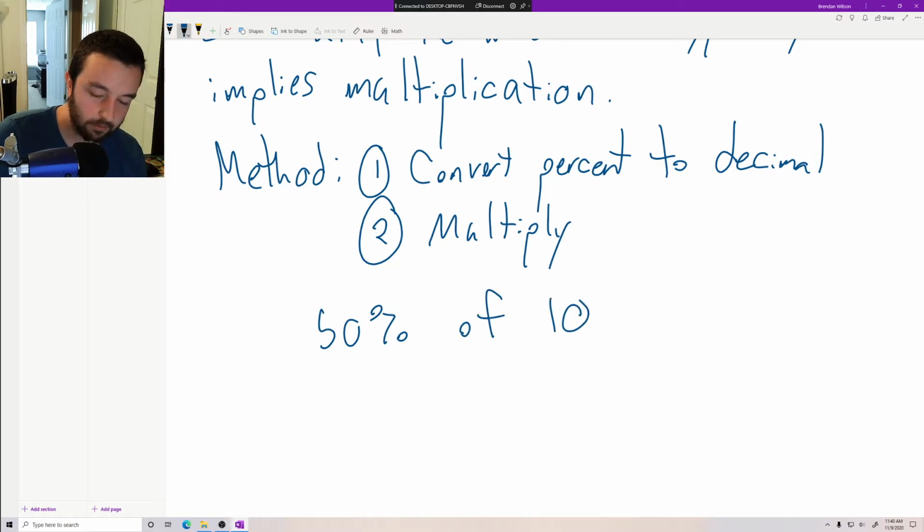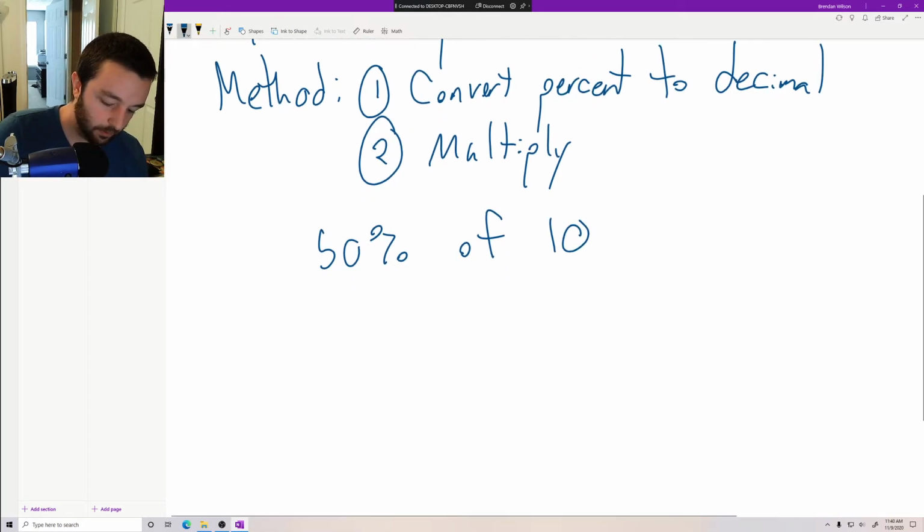So 50% of 10. We're going to take 50% and we're going to move the decimal over twice. So we're going to get 0.5. And then we're going to multiply by 10.